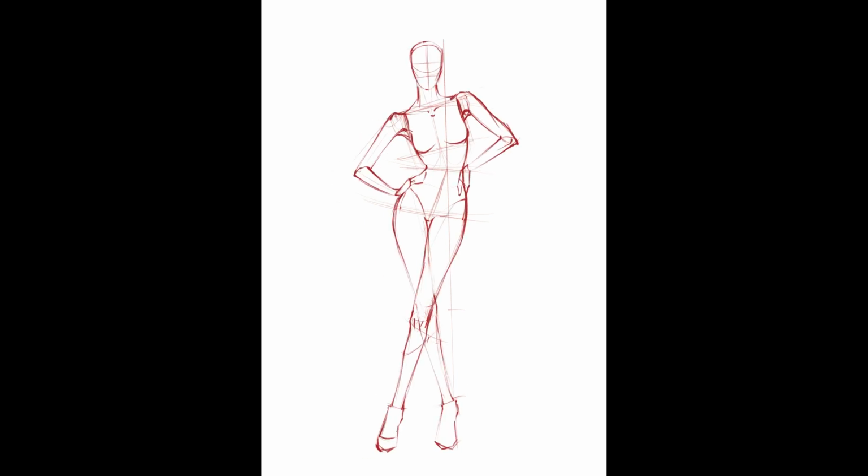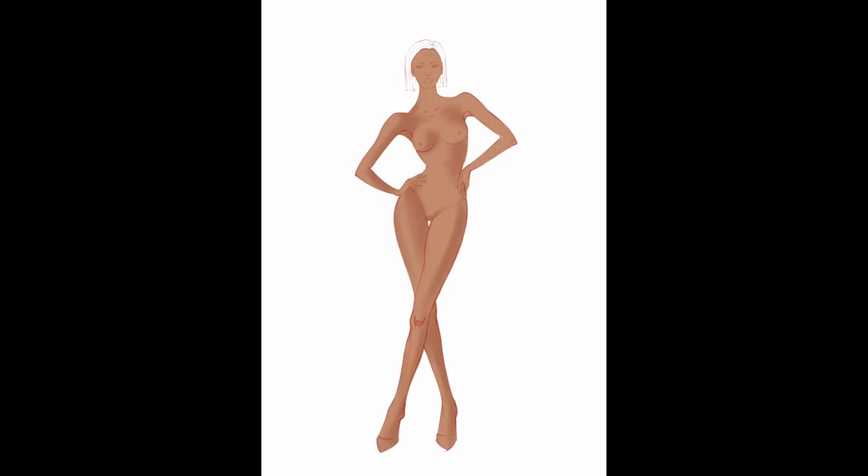Now pick any pose you like from Pinterest and start practicing. You may fall in love with the curves of human bodies. And after tons of failures, put some colors in, and you have a glamorous illustration.